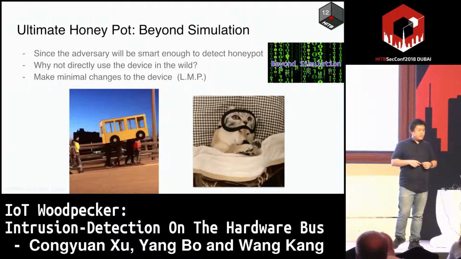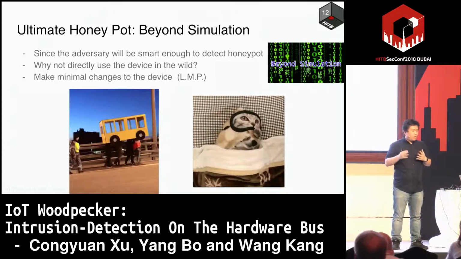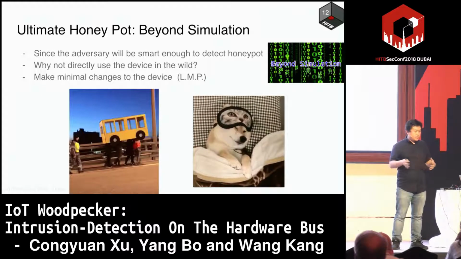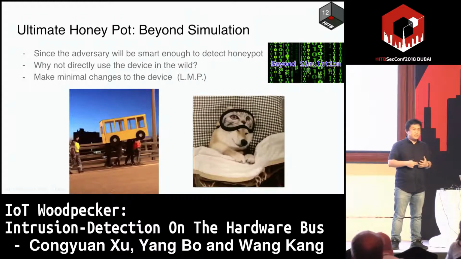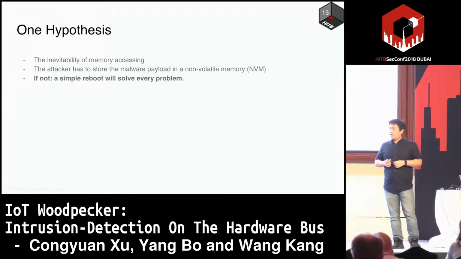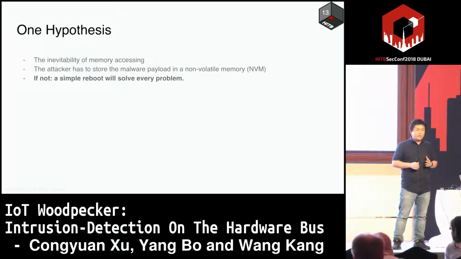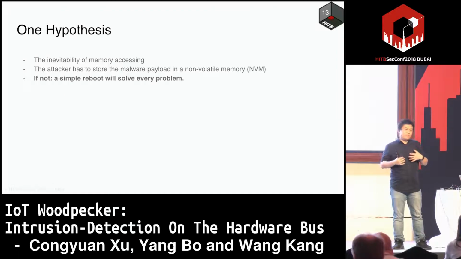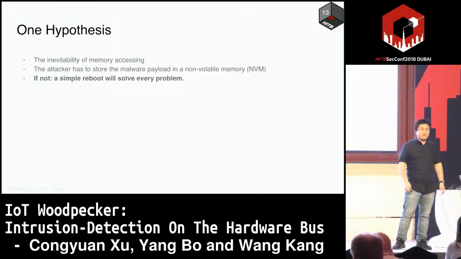So it came to our mind that since the adversary will be smart enough to detect a honeypot, why not directly use the original device in the wild? In our opinion, we should make the least modification to those devices to turn them into a honeypot. All of our work will be based on this single hypothesis, the inevitability of memory accessing, which means the attacker may bypass the firewall, social networking, and any other fancy things to get to your IoT devices.